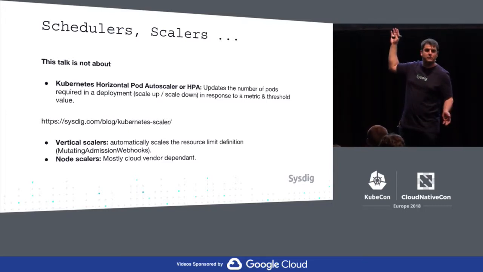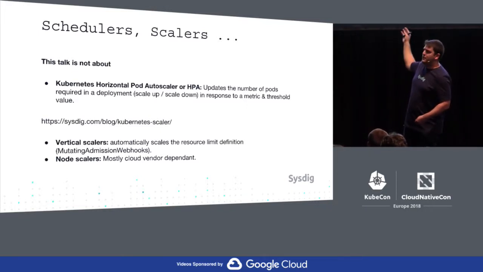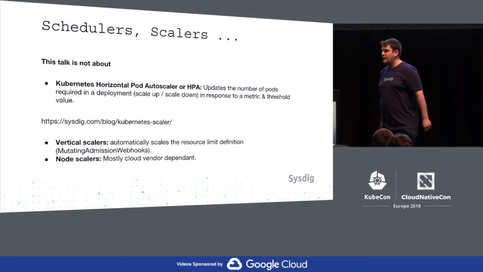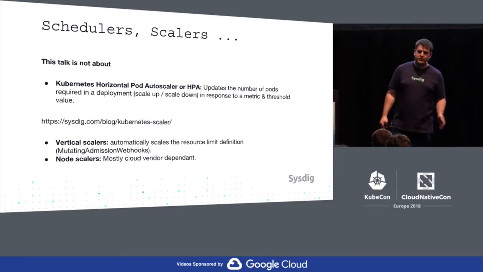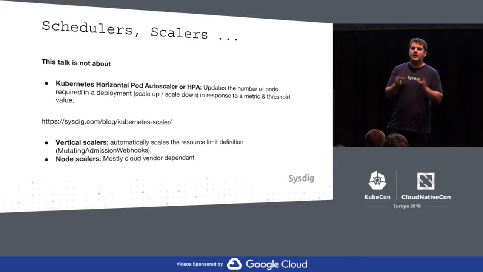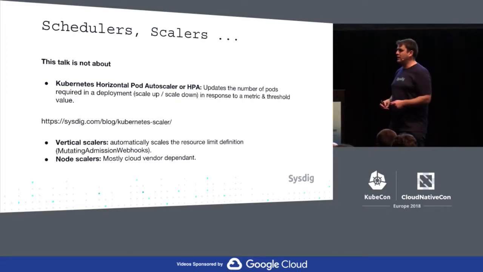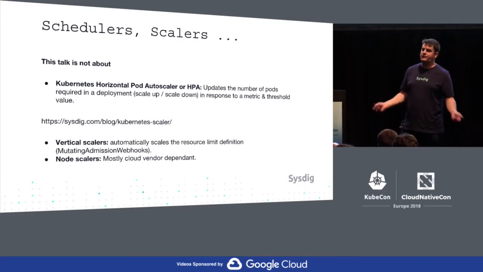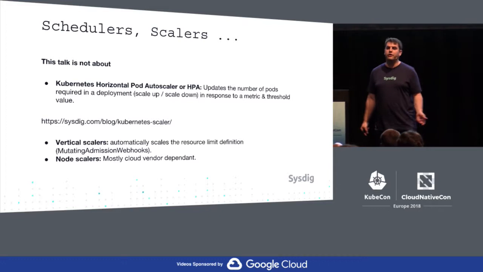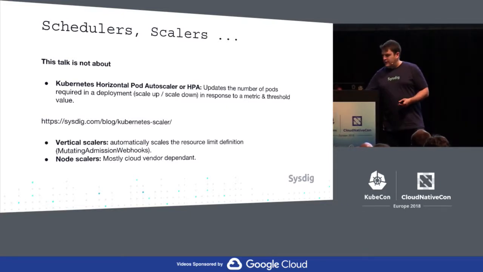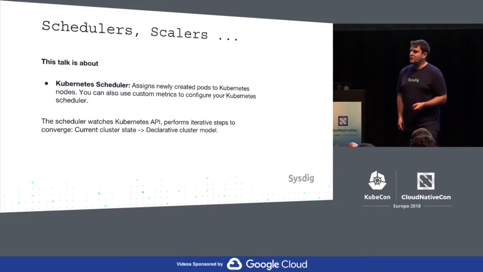I suppose everyone knows how to run an HPA and what an HPA does: it scales the number of pods in a deployment. It's not about the vertical scalers, which is a quite new feature that will actually size dynamically every individual pod according to current stress and resource consumption. It's a different thing. And it's not about the node scalers. Node scalers are mostly cloud vendor dependent. So every Amazon engine or Google will provide you with an API to scale the nodes. This talk is about the Kubernetes scheduler.